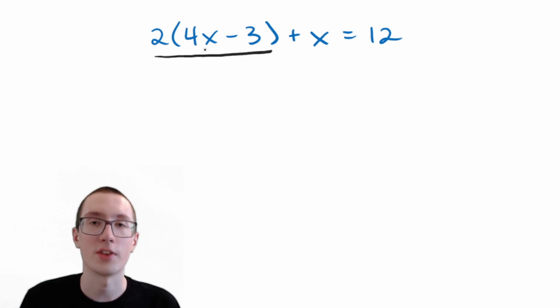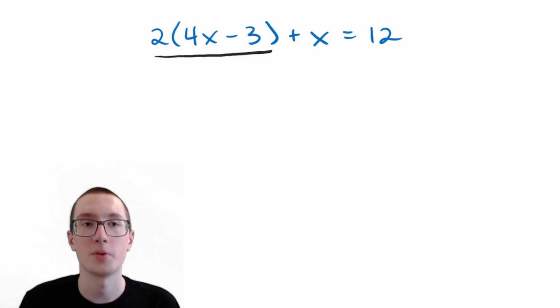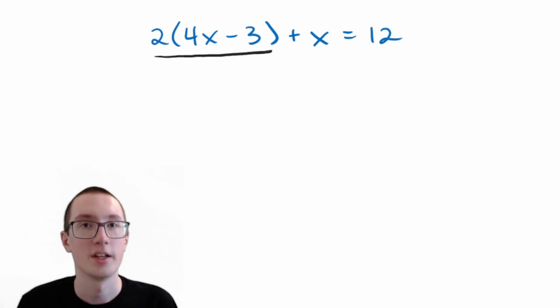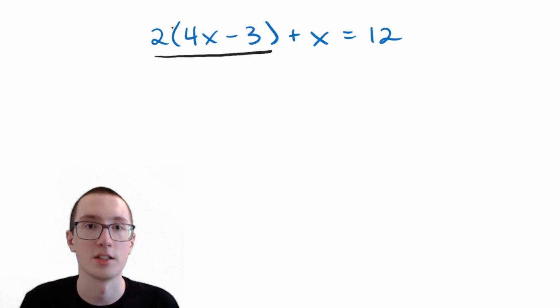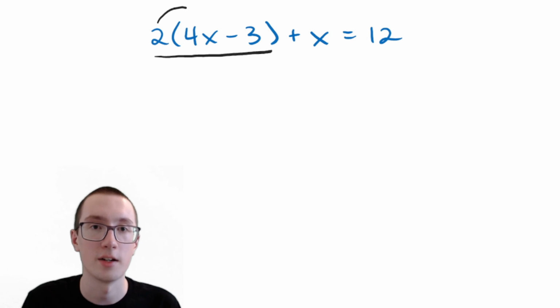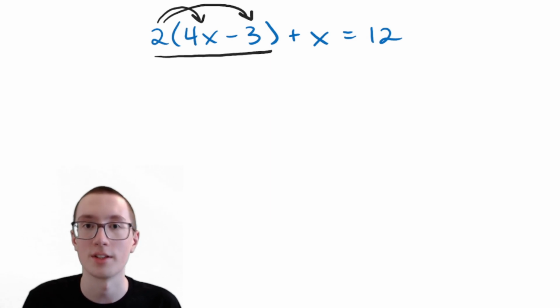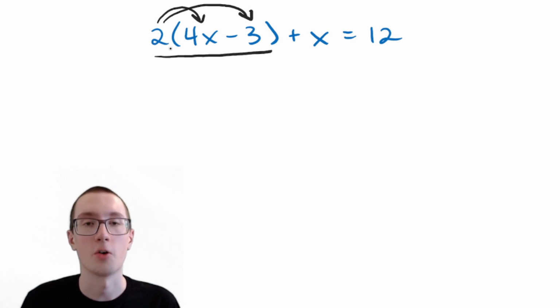2 times a thing in parentheses. What I'm noticing is that we can use something called the distributive property. And the distributive property says that if you have a number outside of these parentheses, then you can multiply it by each term in the parentheses. So we have to multiply 4x times 2 and negative 3 times 2. And it's important that this negative sign stays.